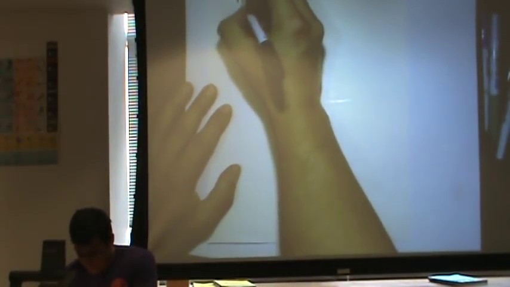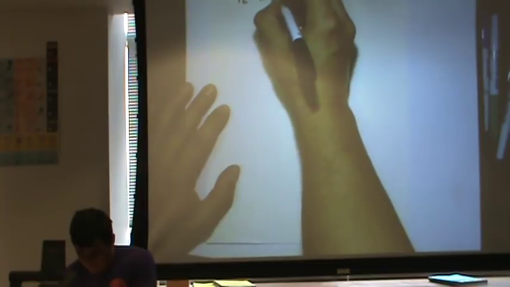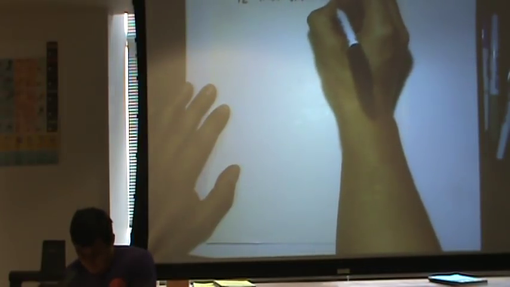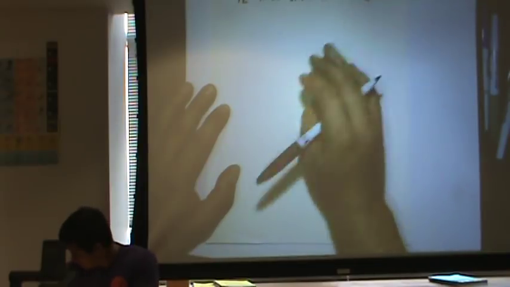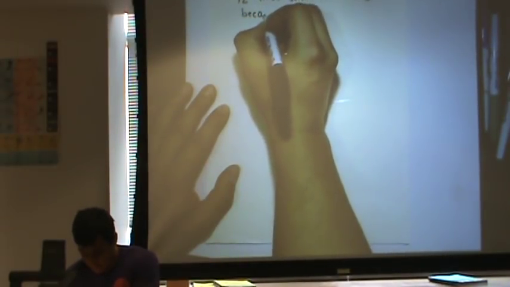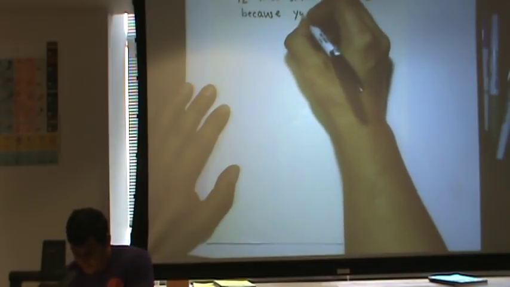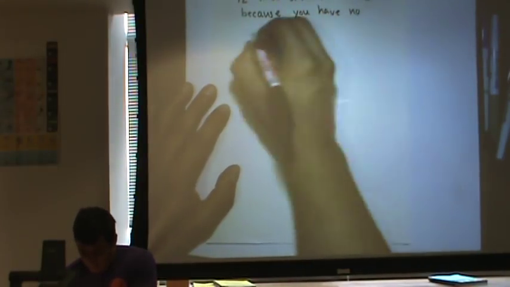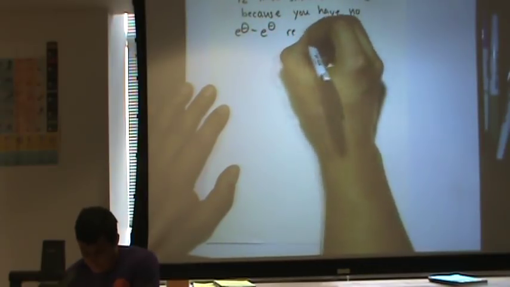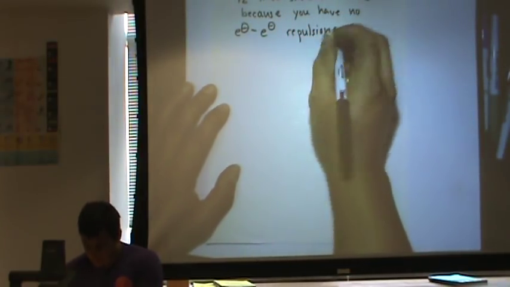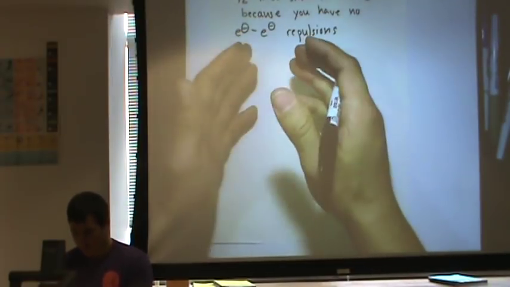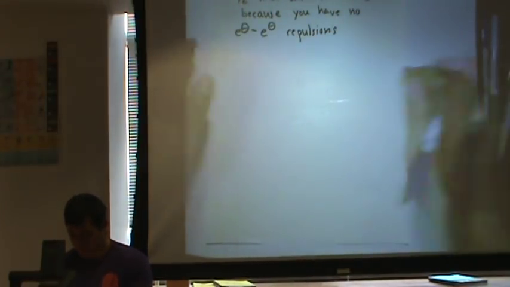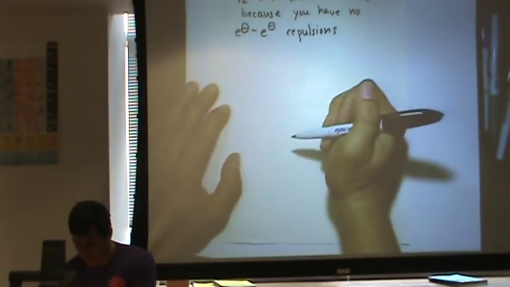So why is it that the transition metals like to do this? Half-filled shells are stable because you have no electron repulsions. This repulsion energy is pretty high, so atoms like to spread out their electrons evenly among their orbitals so that we don't have any of these repulsions happen.